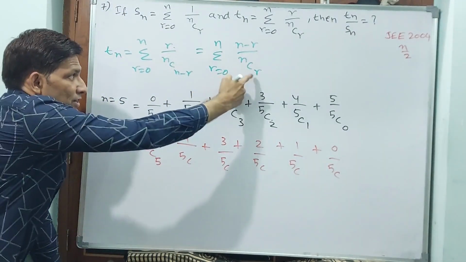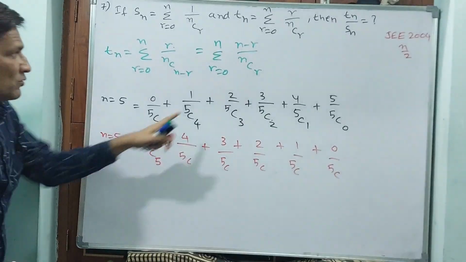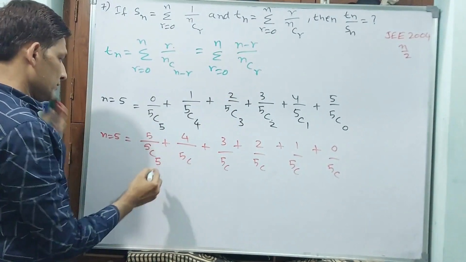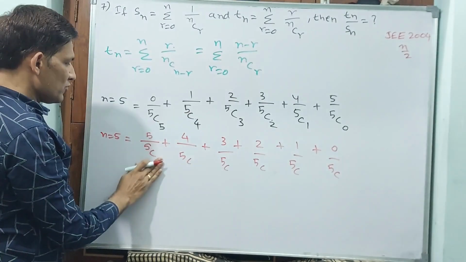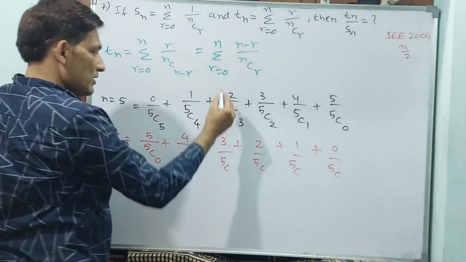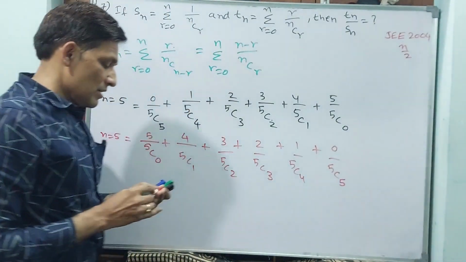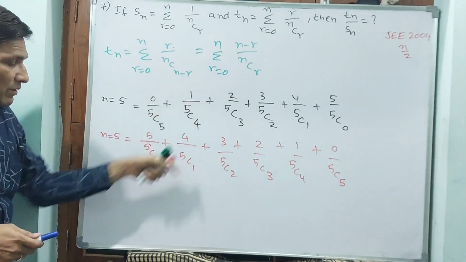Why? Because see, nCr means r first we have taken 0. Here 0 means 5C0. Okay, next we have taken 1. Next we have taken 2. Next we have taken 3. Next we have taken 4. Next we have taken 5. Now you tell me whether both are the same.